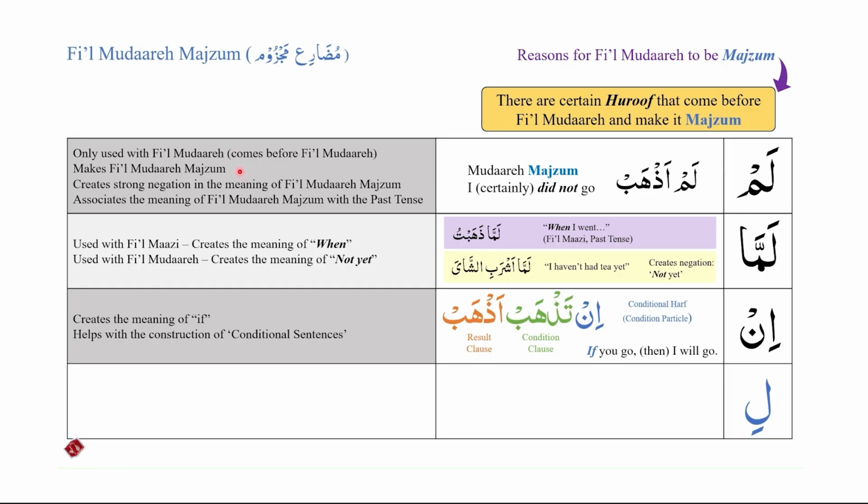It creates strong negation in the meaning of fi'il mudare majzoom, and it associates the meaning of fi'il mudare majzoom with the past tense. For example, lam azhab. Azhab is majzoom because of the effect of lam, and lam azhab can be translated as I certainly did not go. There is association with the past tense and there is strong negation because of the effect of lam.